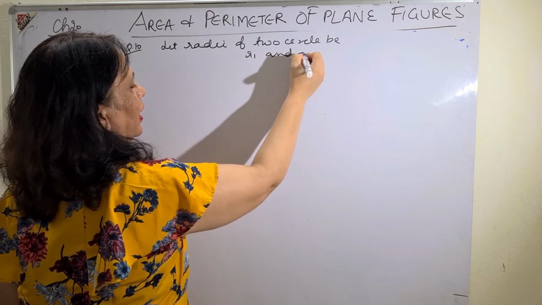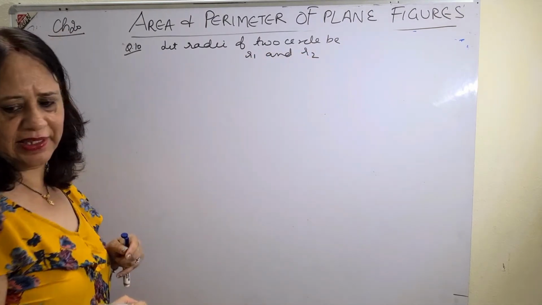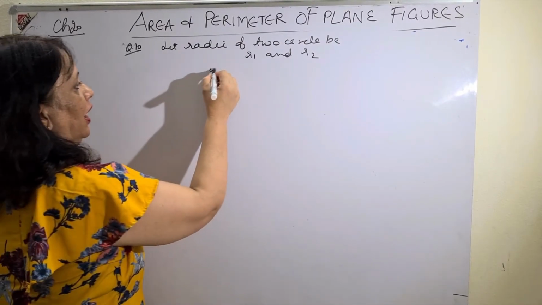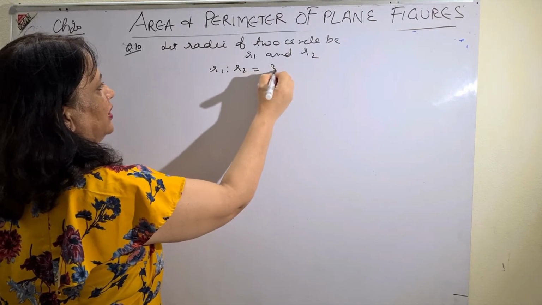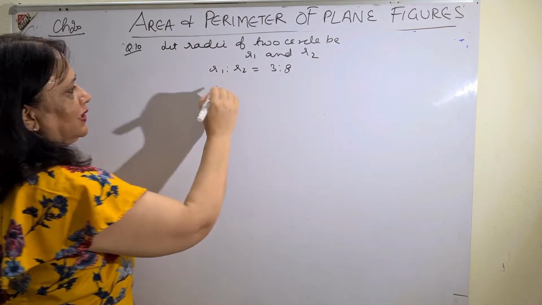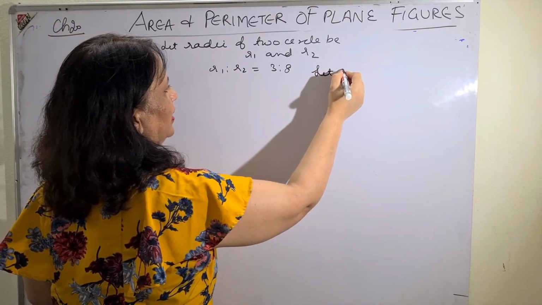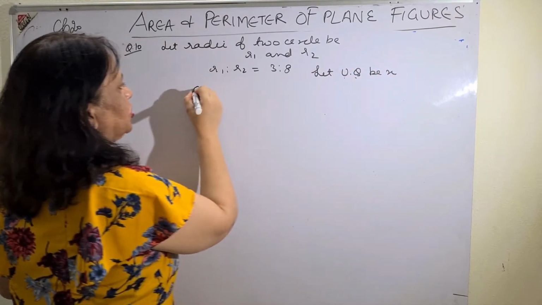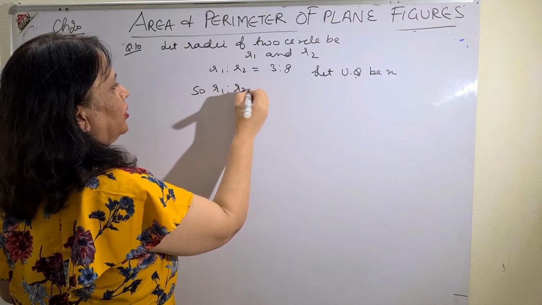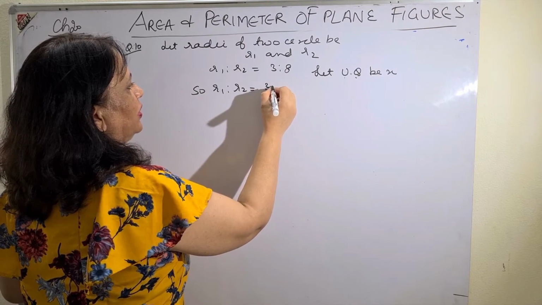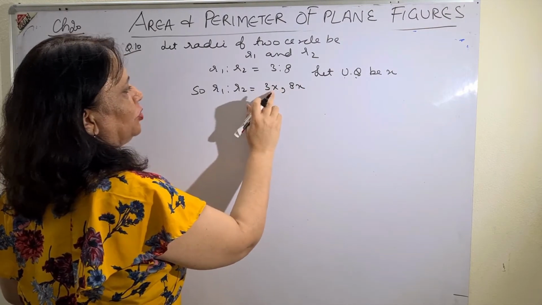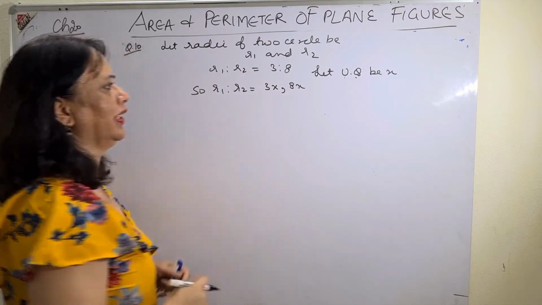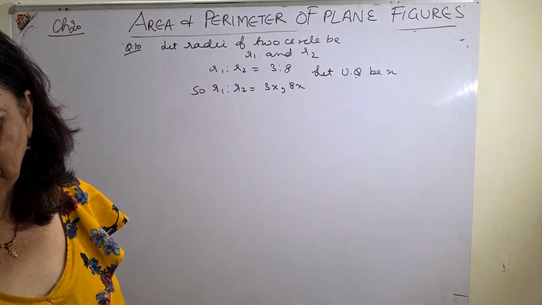R1 and R2. When he says that the radii of the two circles are in the ratio 3:8, R1 is to R2 is 3:8. And you know that whenever it is a ratio, there is some hidden quantity. Let that unknown quantity, UQ, be x. So R1 ratio R2 is equal to 3x comma 8x. When I take x, you will not put the ratio. 3x comma 8x. Now we'll move to the next part of the language of the same sum.